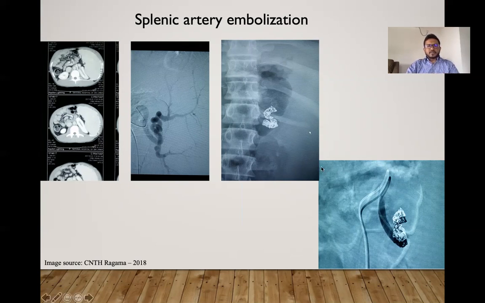Again, it's a vascular procedure. You get through the femoral or brachial access, then you access the splenic artery. Sometimes you tend to block it proximally so that the distal left gastric artery takes over and there won't be complete necrosis of the spleen. But sometimes you can go into one of these branches and knock off half of it, leaving the other half alive, which will also benefit the patient.